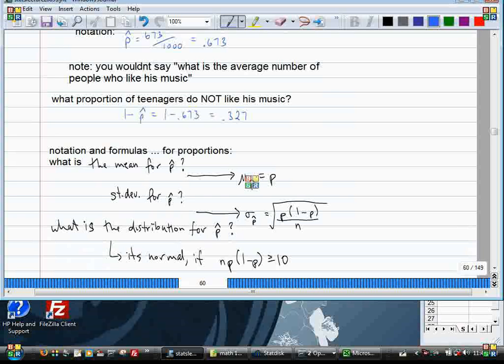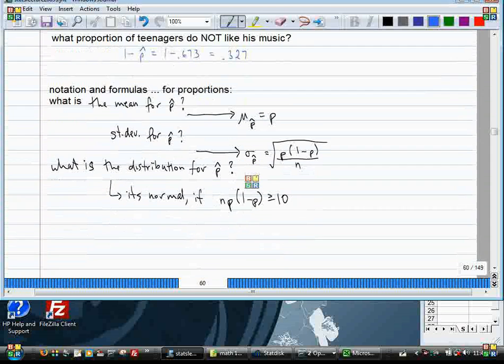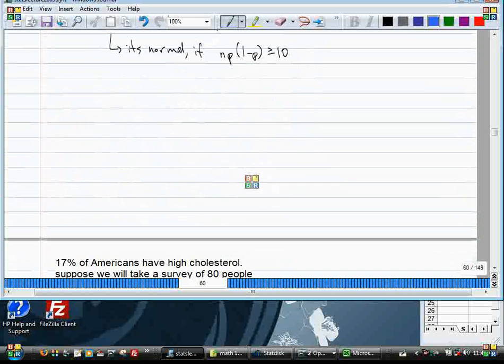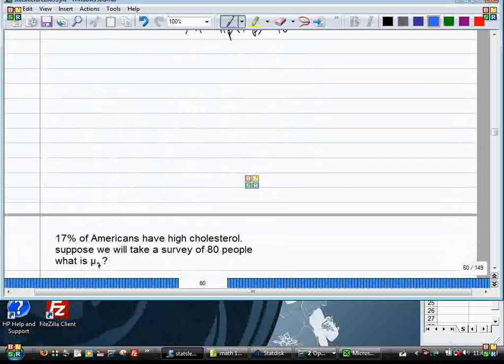So, armed with these formulas, now let's tackle some problems. Alright. So, 17% of Americans have high cholesterol. Suppose we take a survey of 80 people. Well, let's ask these questions. What is mu for p hat?